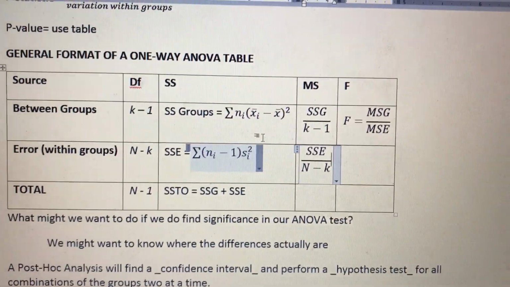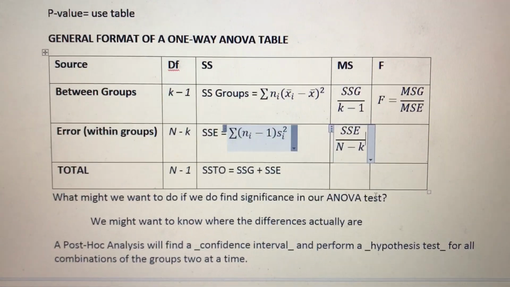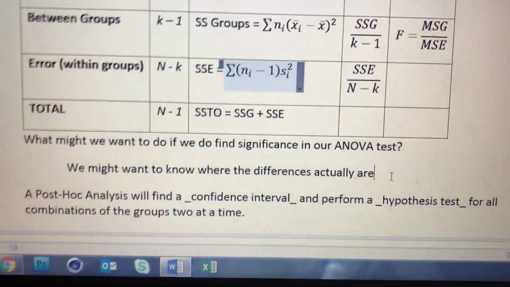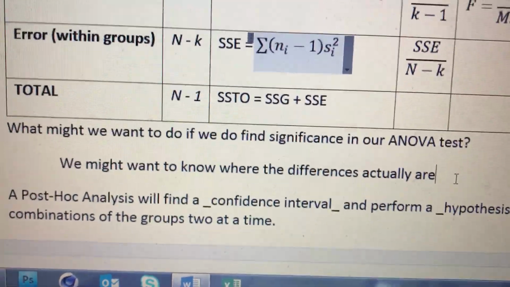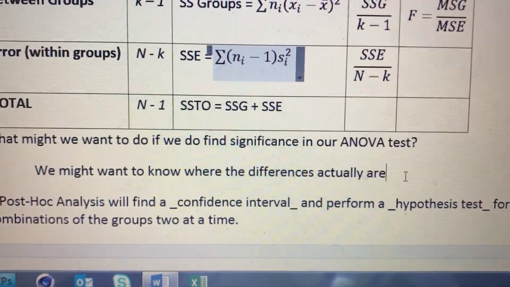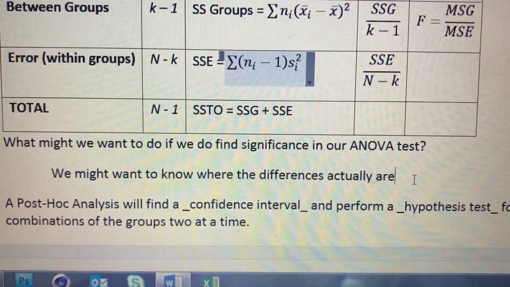So in our ANOVA, we found that there was a significant difference, that at least one difference exists. We can't say smart students sit in the front, we can't say dumb students sit in the back. The only thing that we can say is not all population means are equal. So if we have significance in our ANOVA, the next logical question would be, well, where are the differences? Is there a difference between front and middle? Is there a difference between front and back? Is there a difference between middle and back?